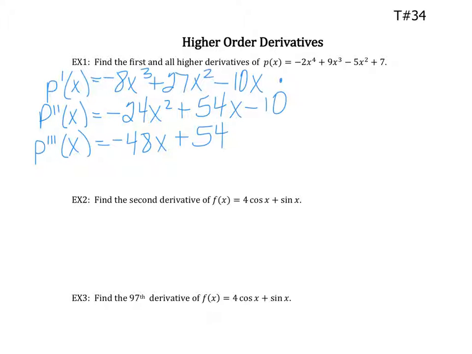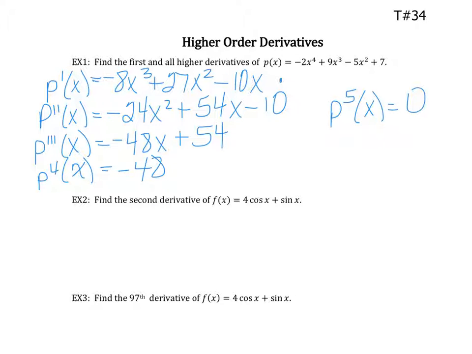The fourth derivative, usually after 3, they end up writing the number. I do that. I don't do a Roman numeral of 4. I do p of 4, it kind of looks like that, of x. Would be negative 48. And then I kind of ran out of space, so I'll do it over here. The fifth derivative would be 0.